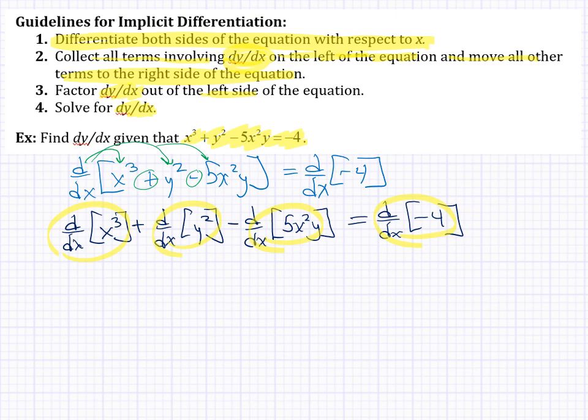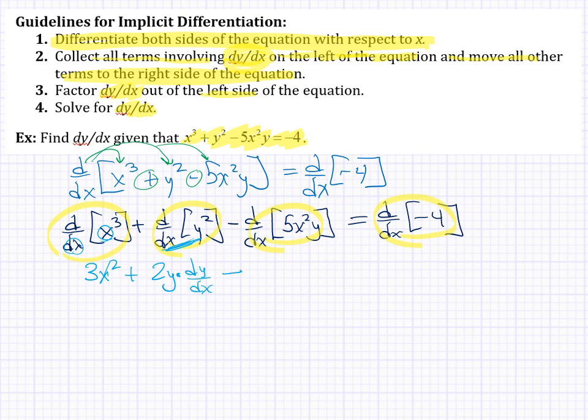So the first one, derivative with respect to x of x cubed. It's an explicit derivative. Variables are the same, so 3x squared. That's it. Done. Next one. This is implicit because it's y, but we're doing it with respect to x. So 2y, then dy/dx.